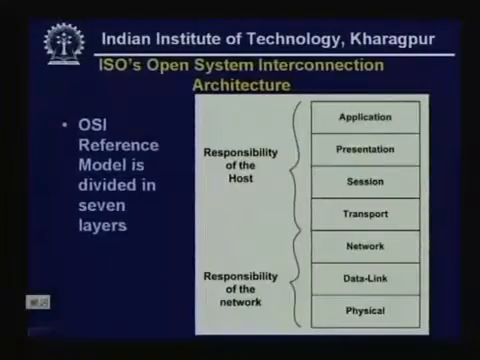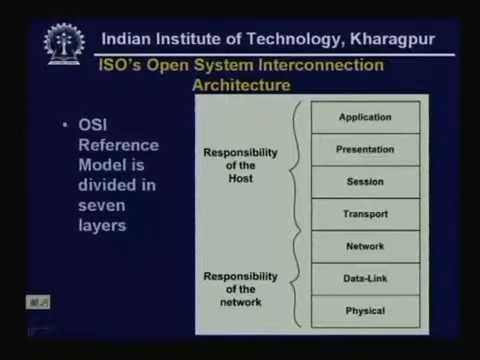So, we have discussed the concept of layering, the concept of interface, the interface access points through which the communication takes place between two layers. We have also discussed some services and some service primitives. Let me explain with the help of an example of a layered architecture.